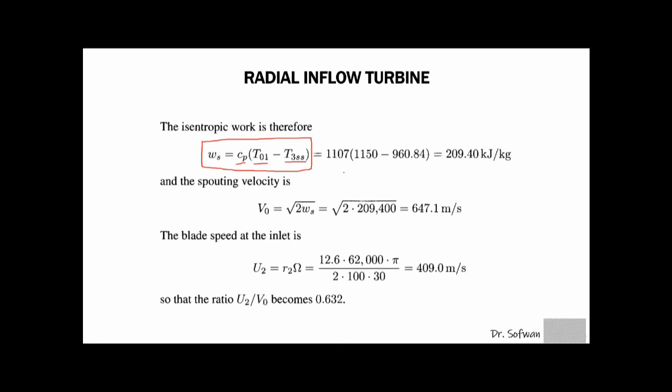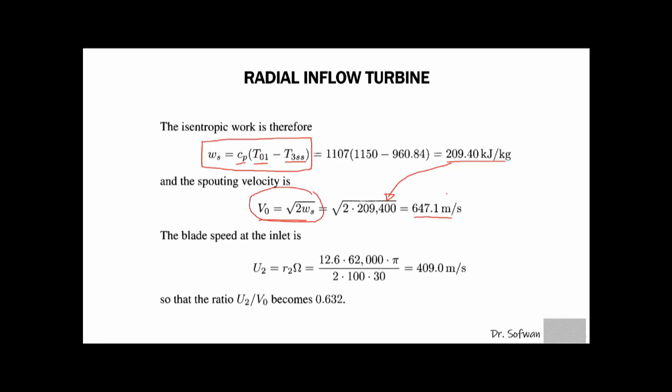We will get the isentropic work delivered by this turbine is equal to 209.40 kilojoule per kilogram. And the spouting velocity is V0 equal to the square root of 2Ws, where Ws is the isentropic work delivered by the turbine. So we just use the value that we have calculated here inside this equation to get the spouting velocity, which is equal to 647.1 meter per second.